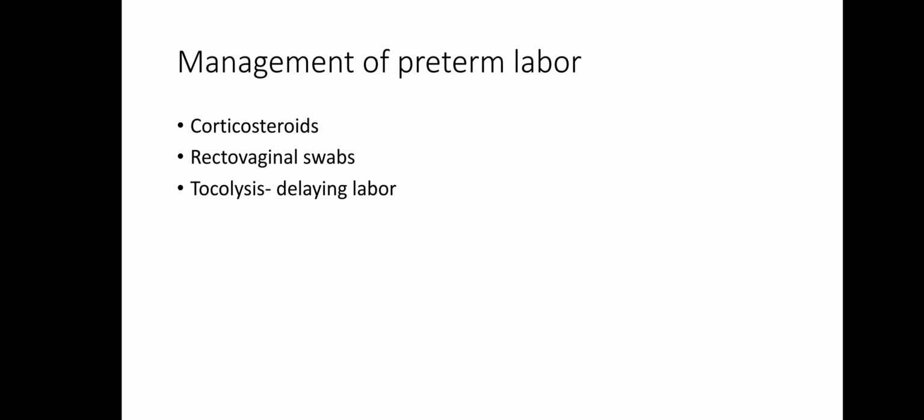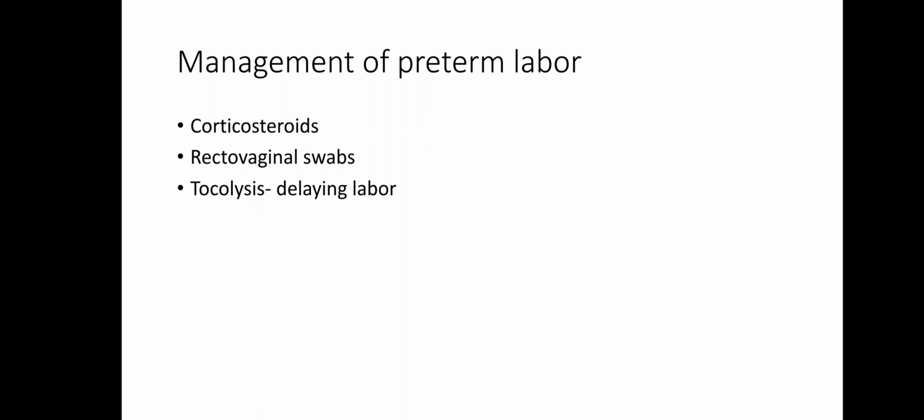Now, management of preterm labor is when the contractions have begun before 37 weeks. So the first thing you should do is give corticosteroids, and corticosteroids help in production of surfactant, therefore help in fetal lung maturity. So you have a mother who's 35 weeks, 33 weeks, you're not sure about the lung maturity, you just give corticosteroids. Usually give 6 milligrams twice a day in intramuscular injections for 2 days.